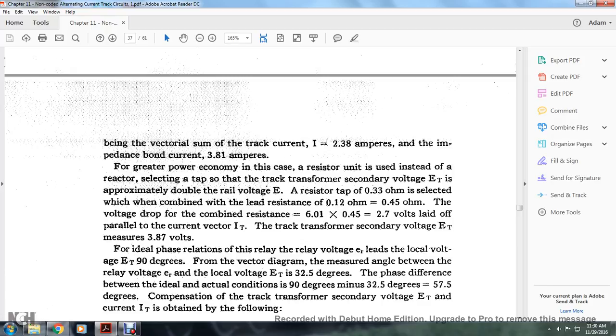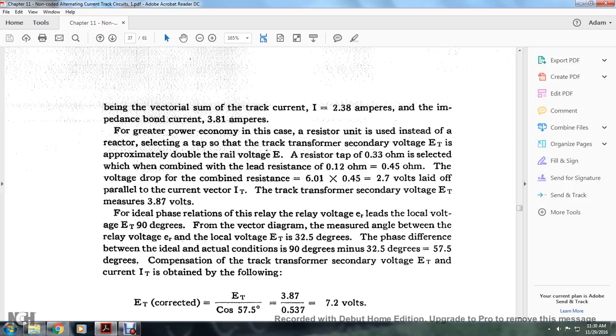For great power economy, in the case of a resistor unit used instead of the reactor, selecting the tap of the track transformer secondary voltage ET which is approximately double the rail voltage E, the resistor tap of 0.33 ohms is selected, which combined with the lead resistance of 0.12 gives a voltage drop with the combined resistance equal to 6.01 times 0.45 is equal to 2.7 volts laid off parallel to the current vector IT. The track transformer secondary voltage ET measures 3.87 volts.